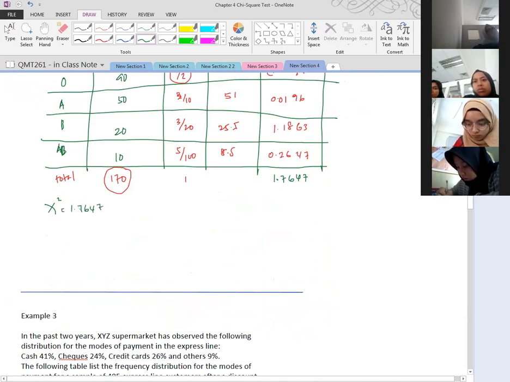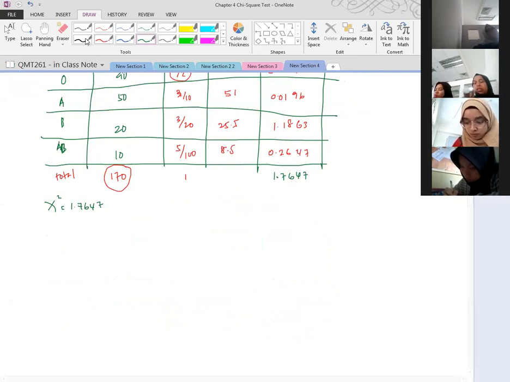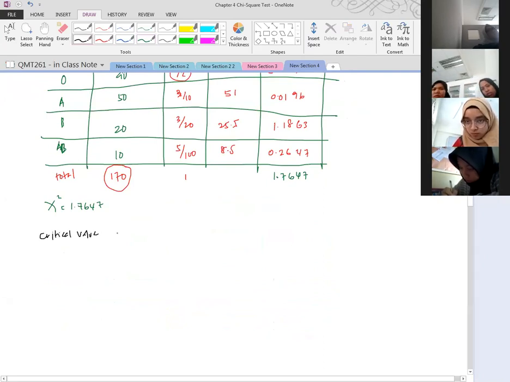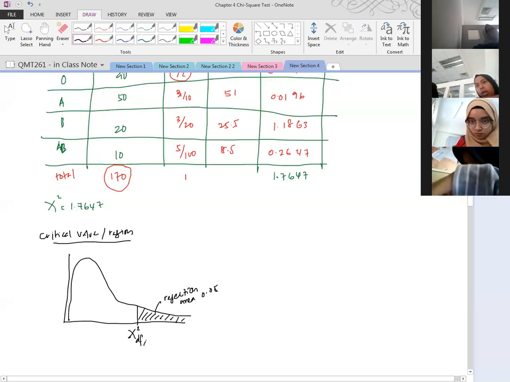1.7647, right? So we proceed with the next step, which is our critical value, or critical region, right? So we're going to use a chi-square distribution, skewed to the right. This is our rejection area, which is 0.05. So this is a chi-squared with degree of freedom and alpha.